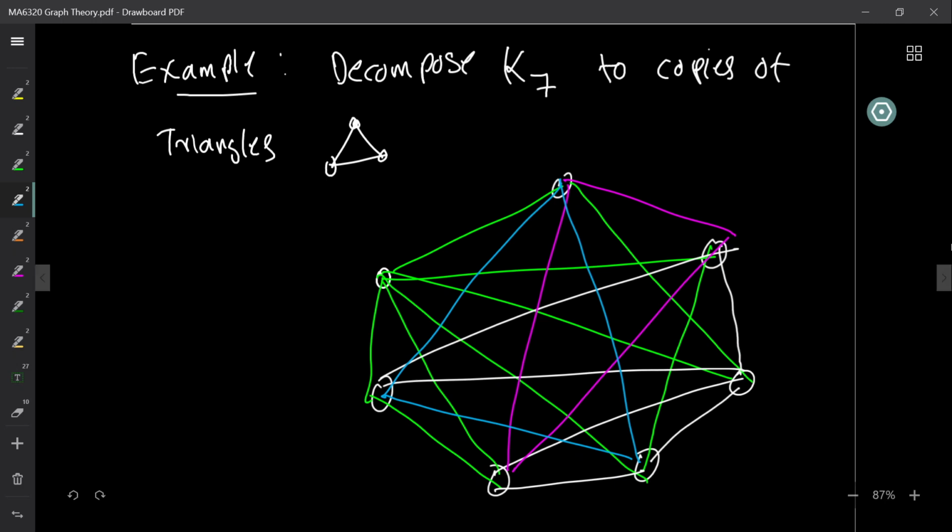And for the complete graph, how many edges do I have? I have 7 vertices, and therefore 7 into 6 by 2, which is equal to 21 edges. So I have covered all the 21 edges. You can see that every vertex has the maximum degree, which is 6. We have actually given a decomposition into 7 triangles. So K7 can be decomposed into copies of triangles.